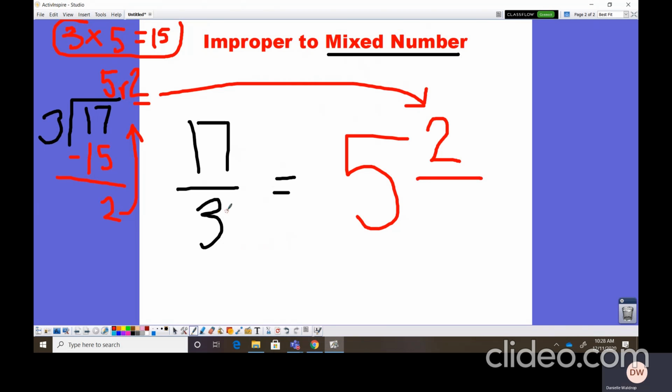And remember, the denominator does not change. Just like when we were doing mixed to improper, the denominator does not change. So I keep the 3. So 17 thirds becomes 5 2/3 because 3 would go into 17 5 times. I had 2 left over, and it was already split into thirds for me. Okay? All right.